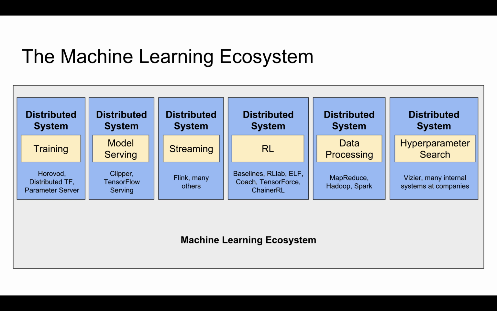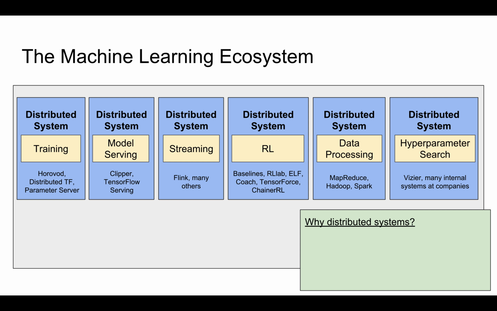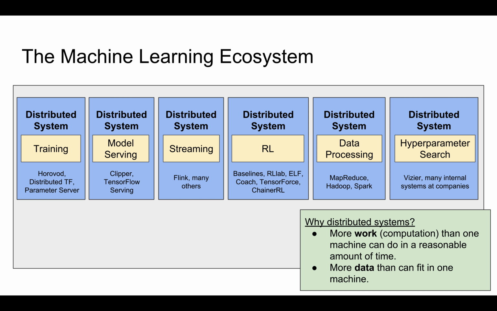But first I'll say more about why we actually need distributed systems. So again, why do we need distributed systems, and why not just do all these things in a single process on your laptop? Well, there are two main reasons. One is there's just too much work to do on your laptop if you want to keep up with all the incoming queries, say for Google Translate, or if you want to train your neural network in a reasonable amount of time. It just goes a lot faster with more machines.